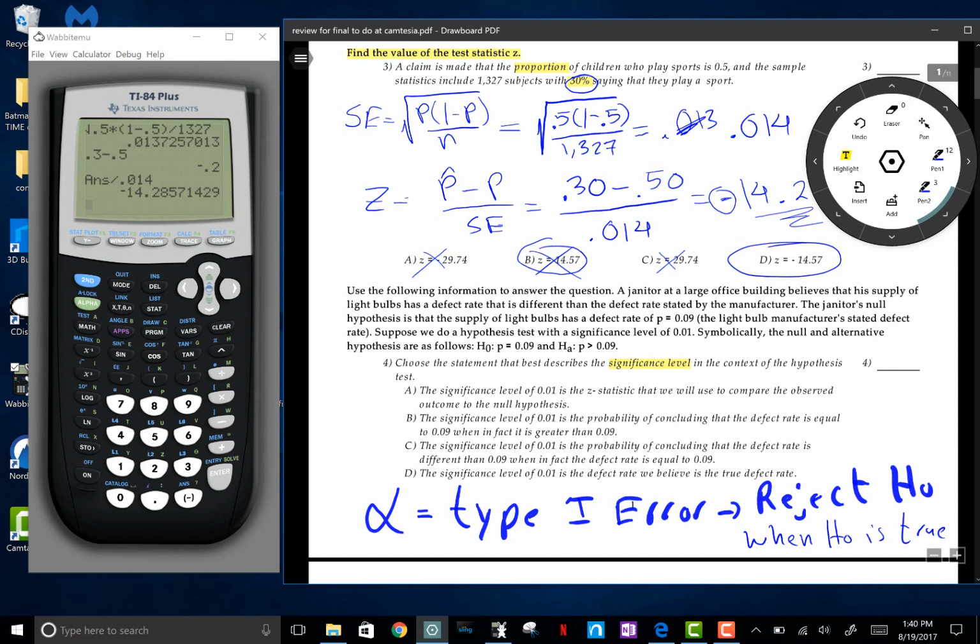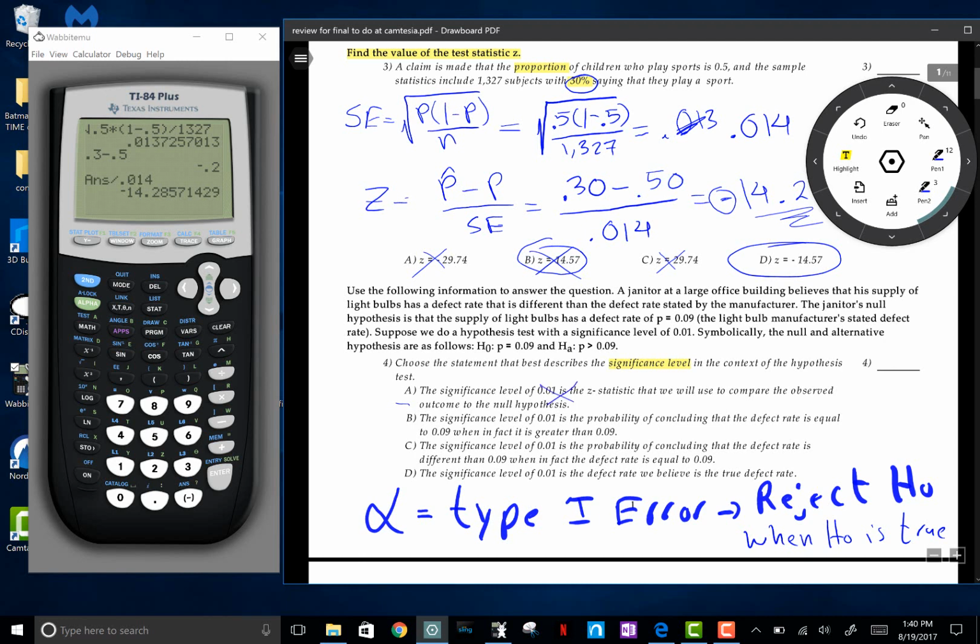So what we want to do, we want to look at number 4 and see which one best demonstrates that. So remember, in the context of the problem, it means that we reject that the proportion of defective light bulbs is 0.09, and we conclude that the proportion is actually greater than that, but in actuality, we should have never rejected that. Alright, so A says the significance level of 0.01 is the z statistic that we will use to compare the observed outcome to the null hypothesis.